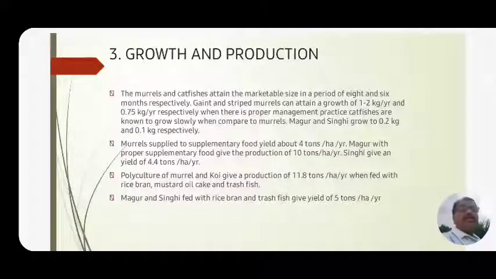Magur and singi fed with rice bran and trash fish give near about 5 tons per hectare per year production. This is possible with this feed. This is the growth and production of these air breathing fish, that is the catfishes, when they are cultured.